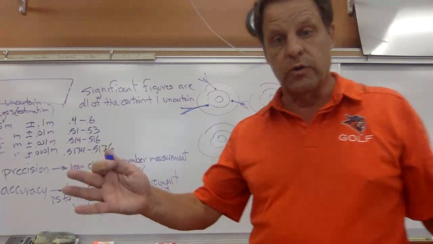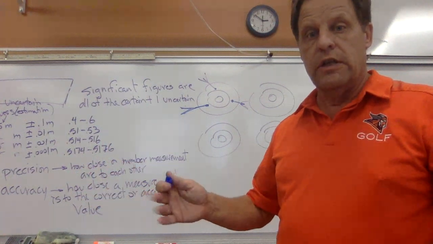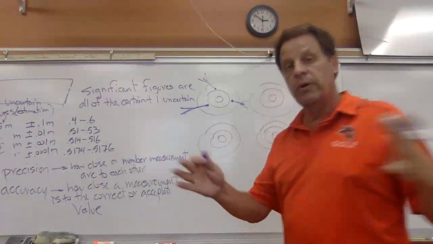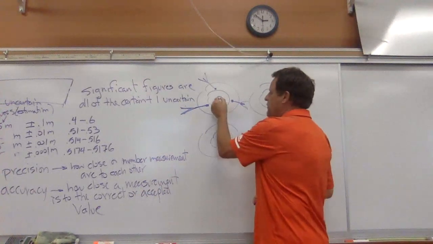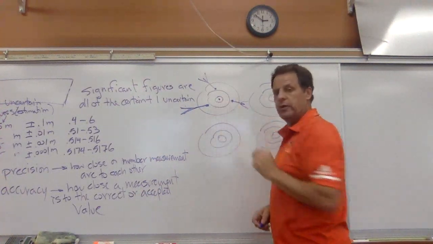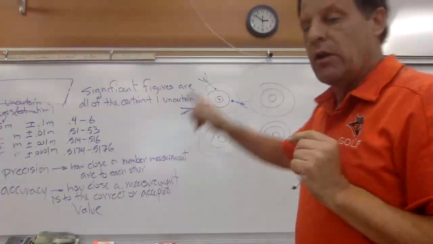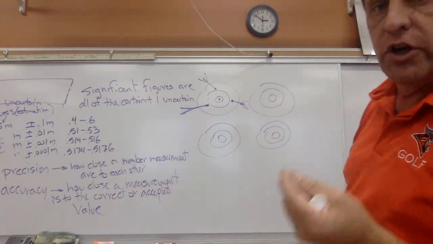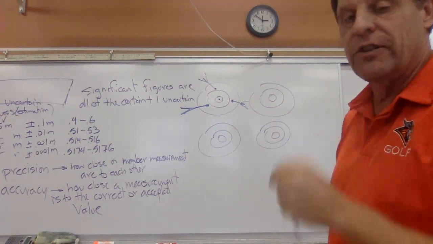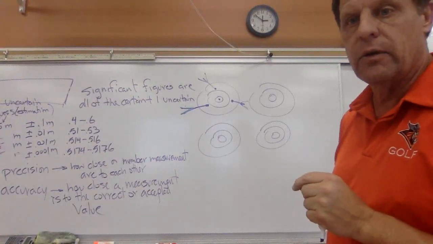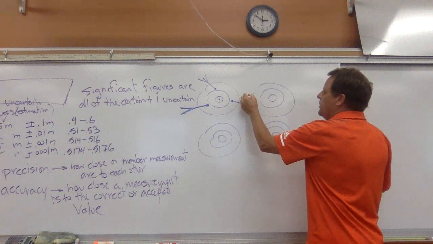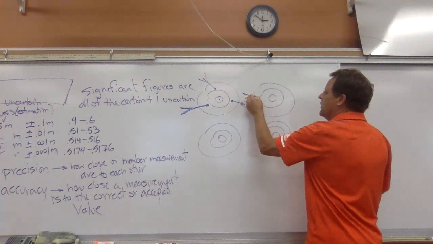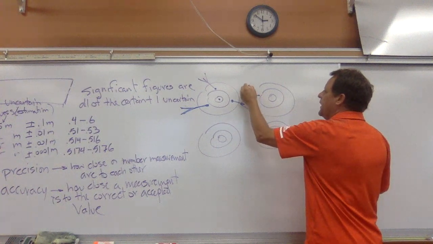So now we can see that those darts, if we were aiming for the middle, are pretty spread out. But if we were to average those, their average would come out to be in the bullseye. So even though those measurements are not very precise, they're still accurate.